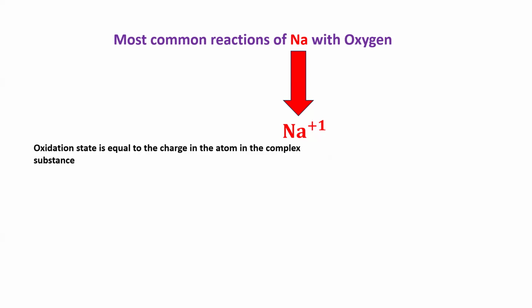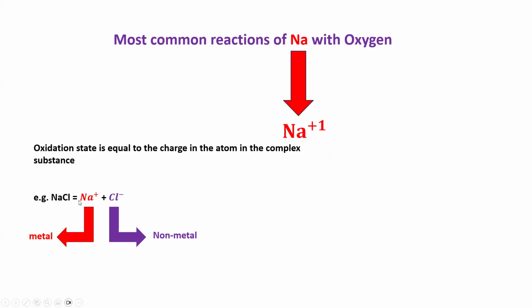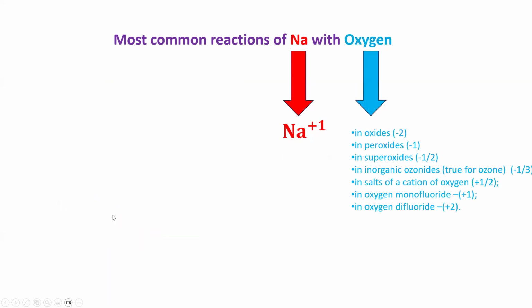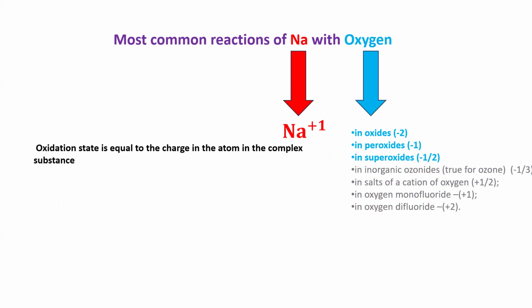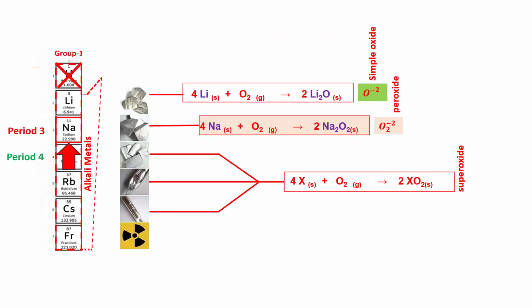So oxidation state, you can say that it is a charge that an element, atom, metal, non-metal or anything can show when it is present in a complex form or is forming a compound. As you can see, in sodium chloride, sodium has a plus one oxidation state and chlorine has a minus one oxidation state. If we come to oxygen, oxygen can have almost 7 different types of oxidation states. But here we are going to discuss the 3 oxidation states that are most common.